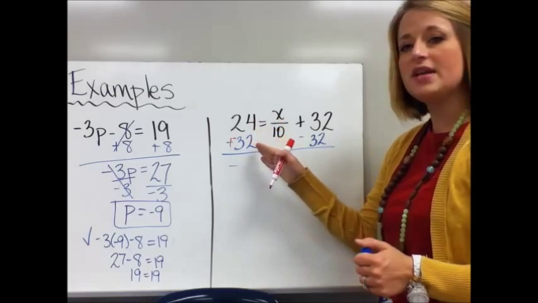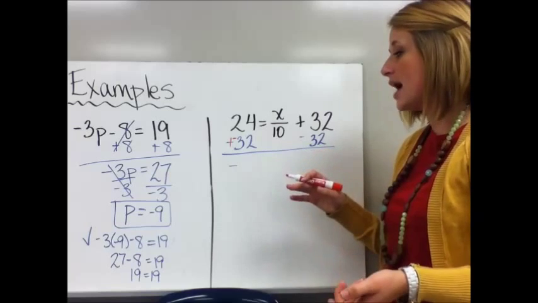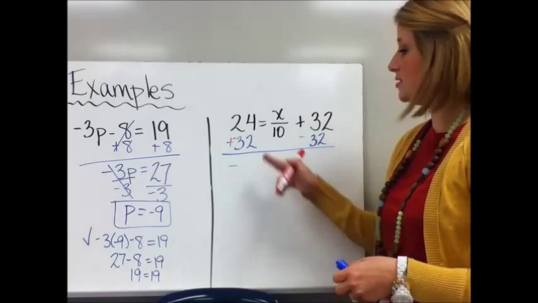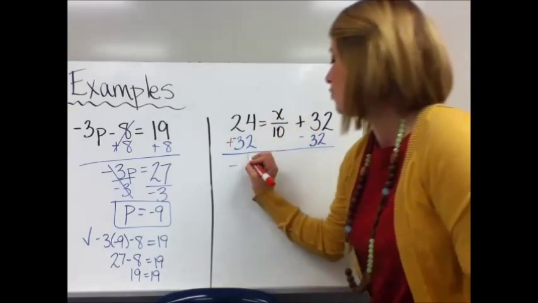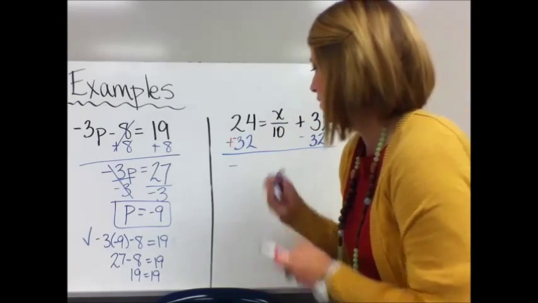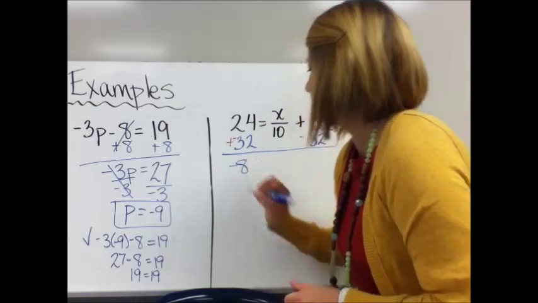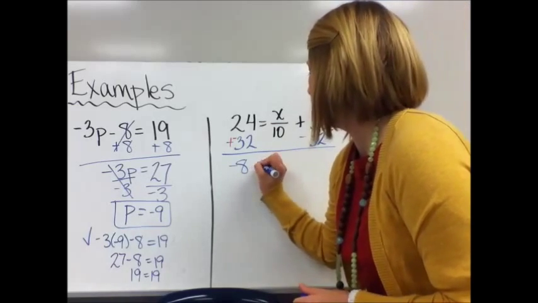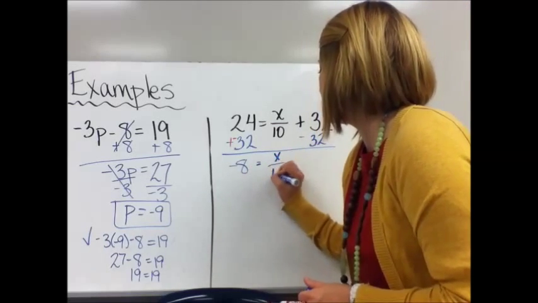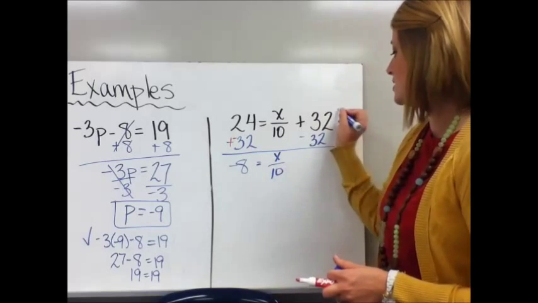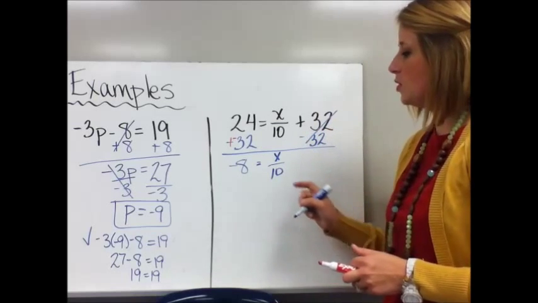I have a positive and I have a negative that I'm adding. They have different signs, so I'm going to take the difference. The difference between 32 and 24 is 8. There's more negatives, so it is a negative 8. That's going to equal x over 10. And 32 minus 32 cancels.